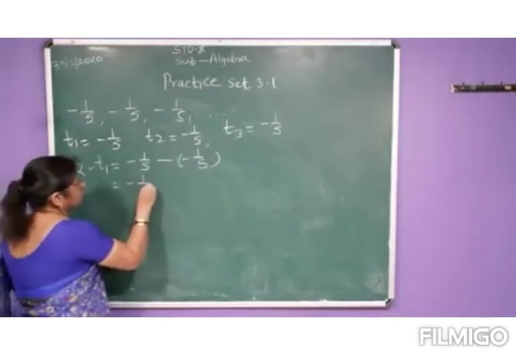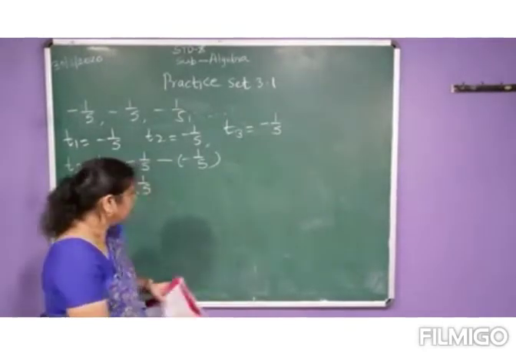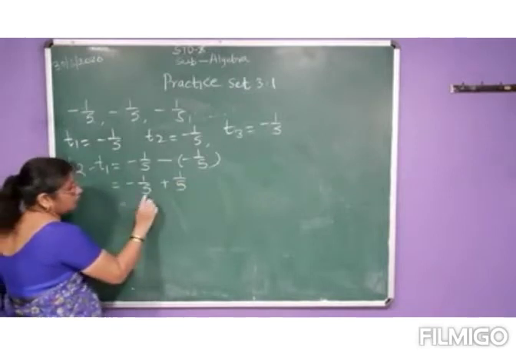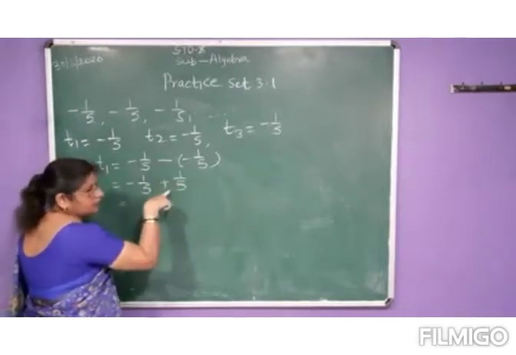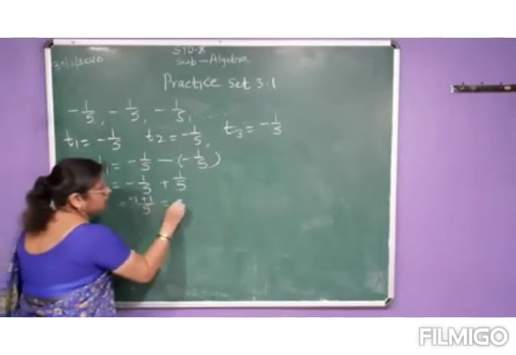Okay. So minus 1 upon 5. Correct. Plus minus, I am getting the same. So what minus will become plus. So again 5 minus 1 plus 1. What answer I will get here?